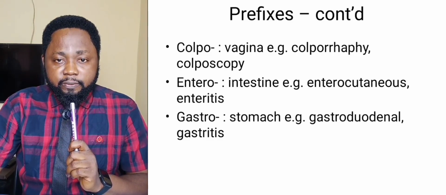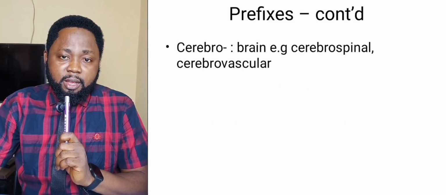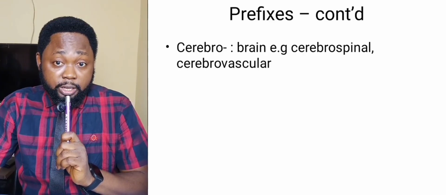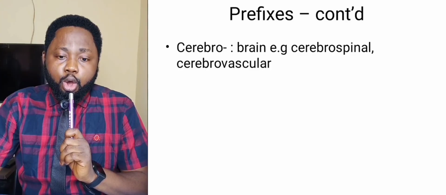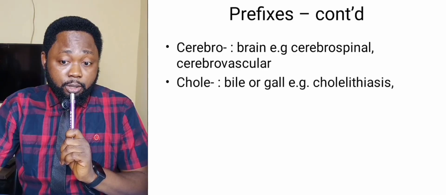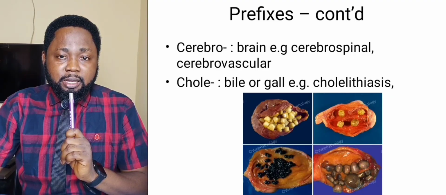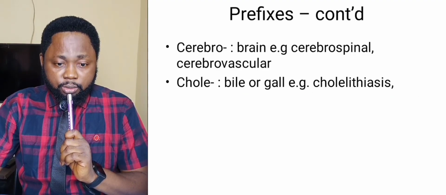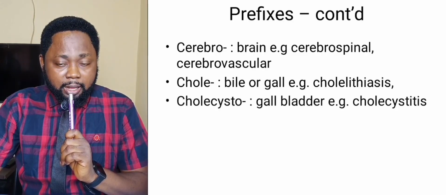Cerebral refers to the brain. Examples include cerebrospinal, as in cerebrospinal fluid. Cerebrovascular, as in cerebrovascular accident. Chole refers to bile or gall. Examples include cholelithiasis, which means gallstone. Cholecysto refers to gallbladder.